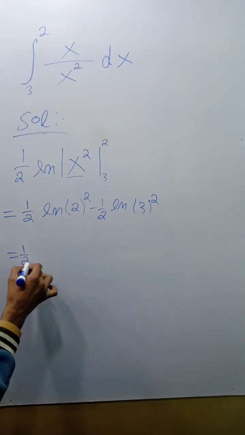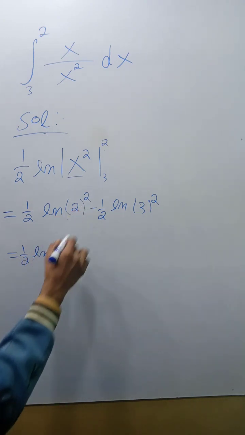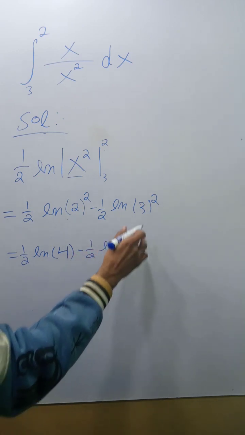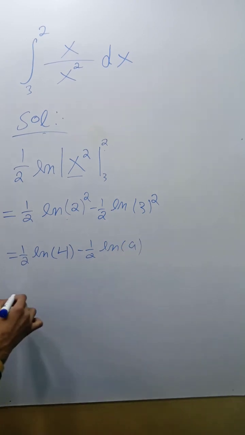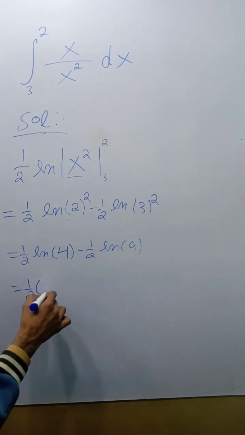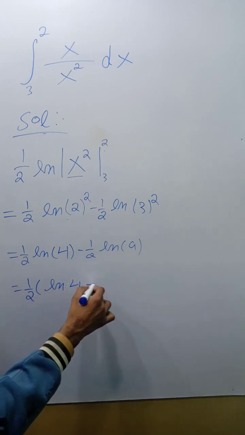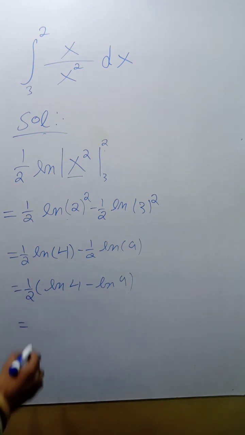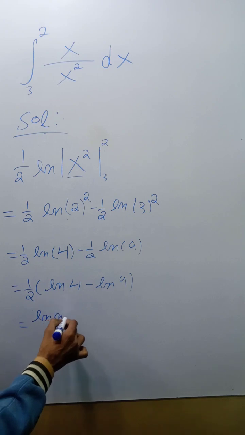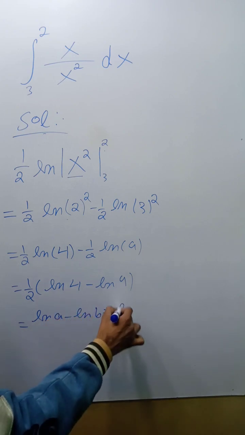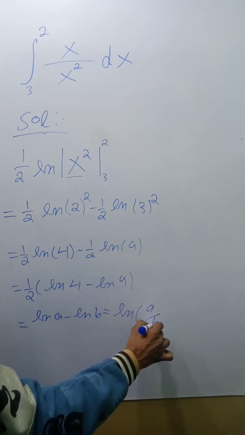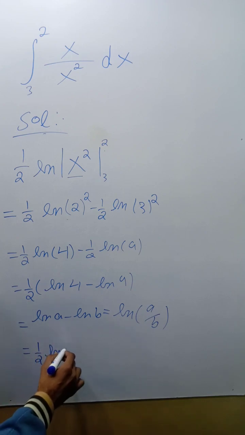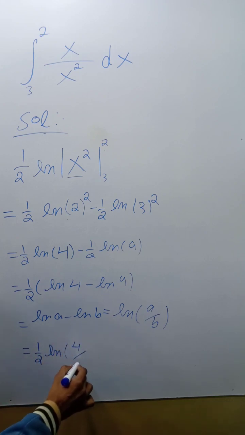Now 1 by 2 natural log, the square of 2 is 4, minus 1 by 2 natural log, the square of 3 is 9. Now taking 1 by 2 common: natural log 4 minus natural log 9. As we know that natural log a minus natural log b is equal to natural log a over b, so 1 by 2 natural log 4 divided by 9.